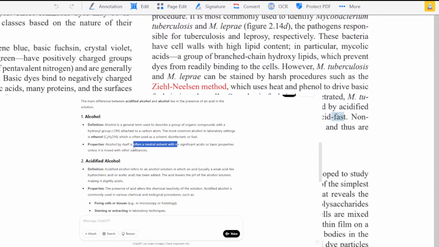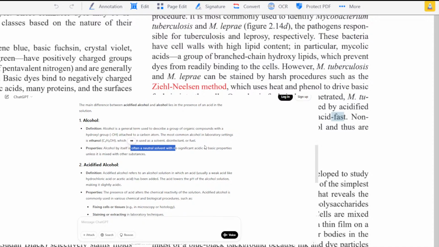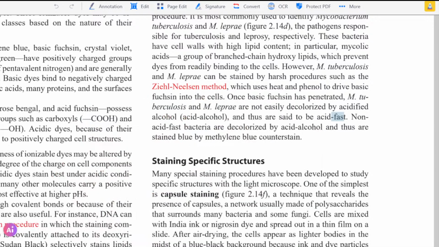Wait, alcohol is often a neutral solvent with no significant acid or basic properties. Okay, well, even though it has an OH group in it, it doesn't mean it is leaning towards the alkaline. It is more towards the neutral, but when you put a weak acid, it automatically changes into acidified alcohol and they are said to be acid fast.